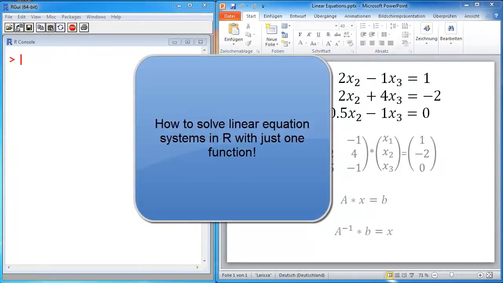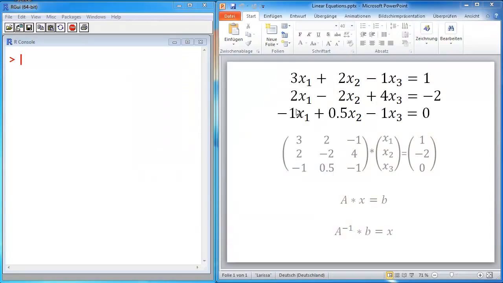Hello, now I want to show you how you can solve linear equation systems in R. On the right side I wrote a linear equation system consisting of three equations, number 1, number 2, number 3. And here this is just a different notation of the equation system.